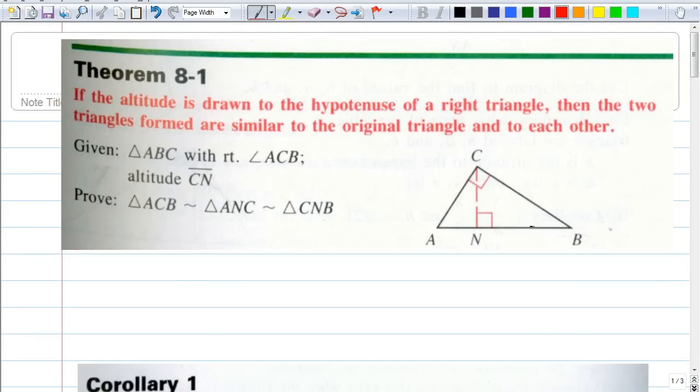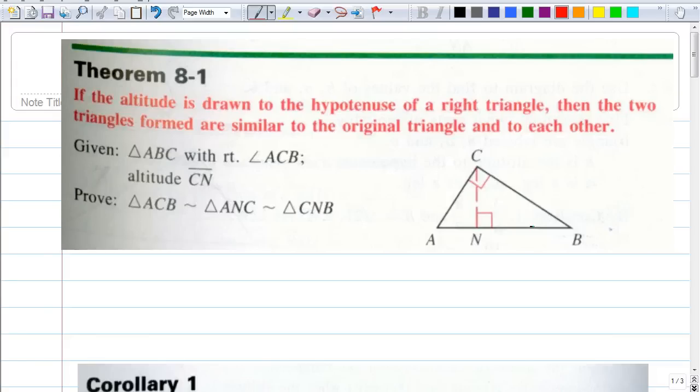But this doesn't happen every time, right? Obviously, you have to have a what kind of triangle to start with? A right triangle. And how are we going to draw this CN? That is the altitude that they're drawing, right? To the where? How about Nico? How are we drawing this altitude? To the hypotenuse.